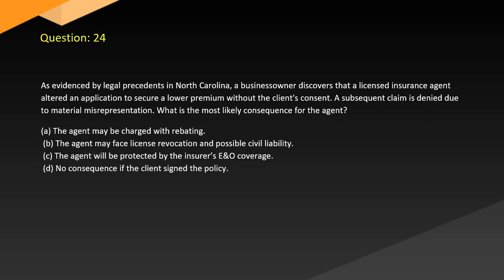Question 24. As evidenced by legal precedents in North Carolina, a business owner discovers that a licensed insurance agent altered an application to secure a low premium without the client's consent. A subsequent claim is denied due to material misrepresentation. What is the most likely consequence for the agent? A. The agent may be charged with rebating. B. The agent may face license revocation and possible civil liability. C. The agent will be protected by the insurer's E&O coverage. D. No consequence if the client signed the policy.